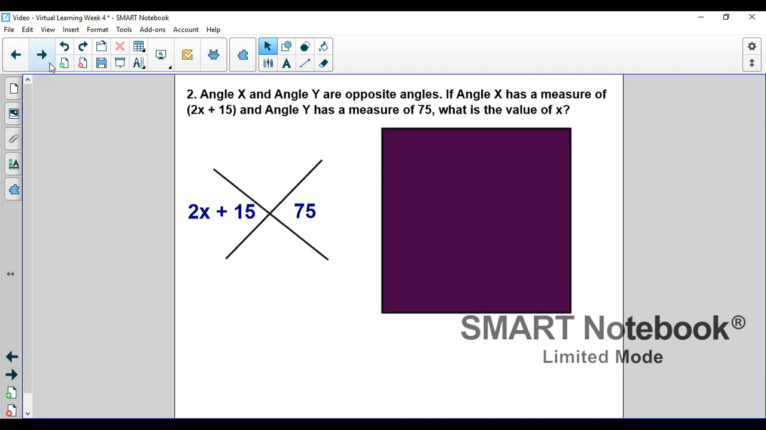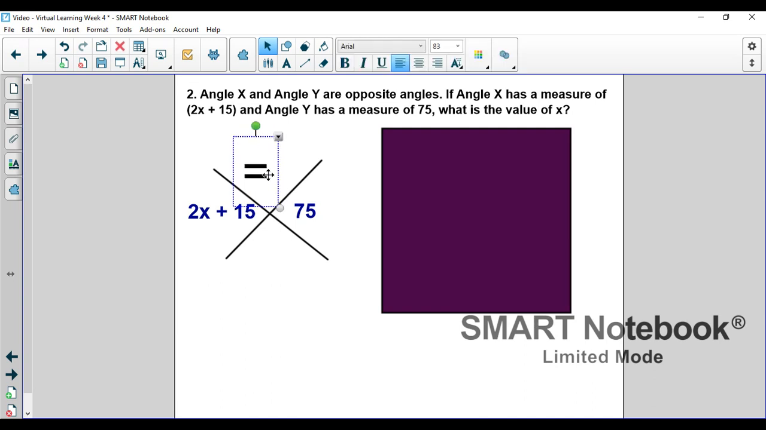Number 2, x and y are opposite angles. If angle x has a measure of 2x plus 15 and angle y has a measure of 75, we need to determine the value of x. Well, again, I could have placed these left or right opposite to each other. I could have placed these up and down opposite to each other. But the real key here is what is true about opposite vertical angles. They are equal to each other. They are congruent. They are the same.